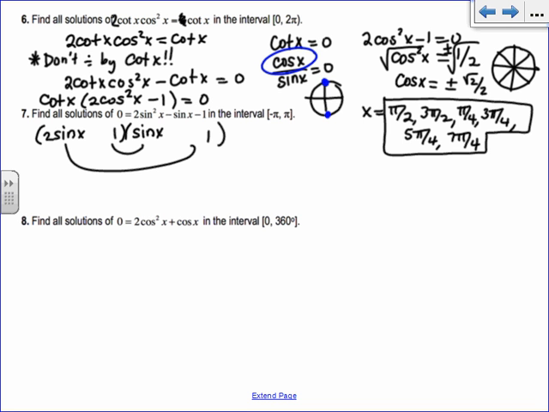x. So I need a negative 2 sine of x and a positive 1 sine of x. Okay, so I need 2 sine of x plus 1 and then sine of x minus 1.